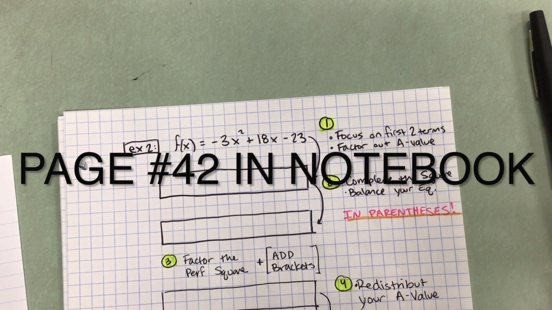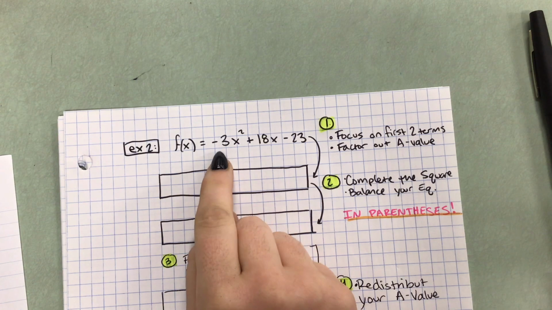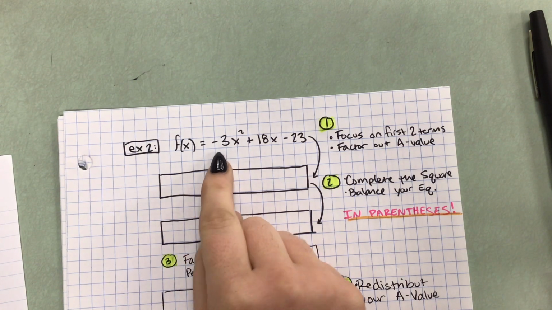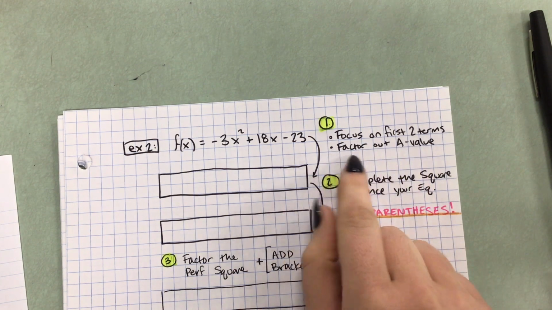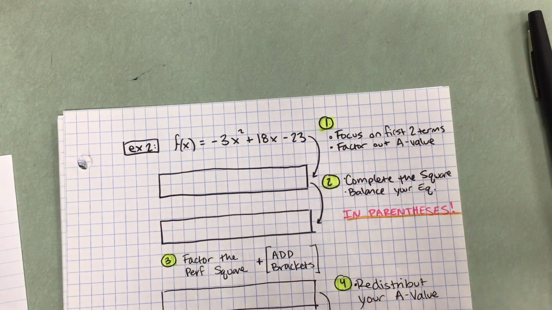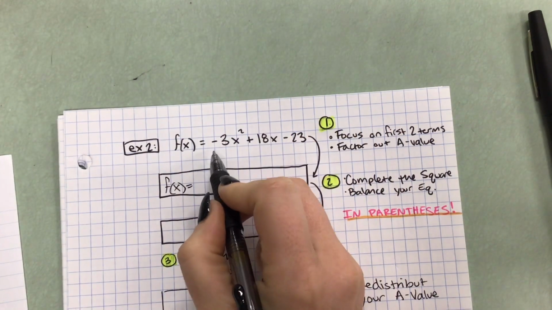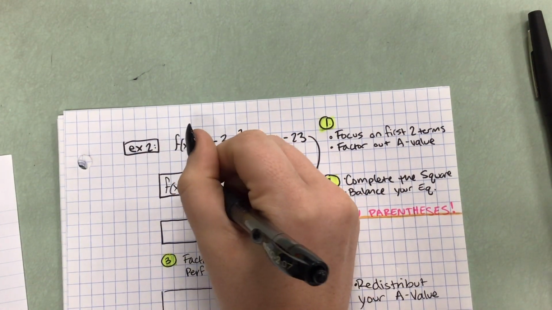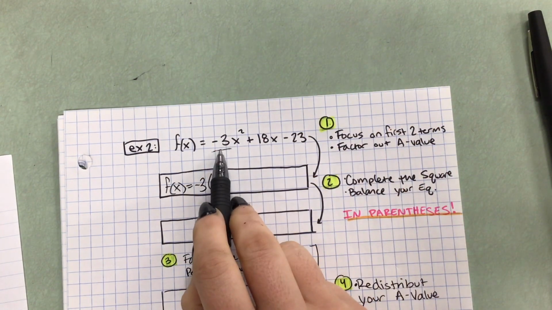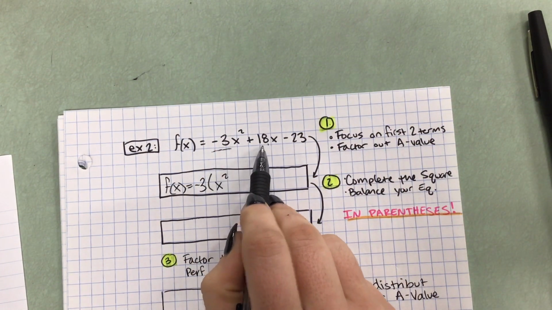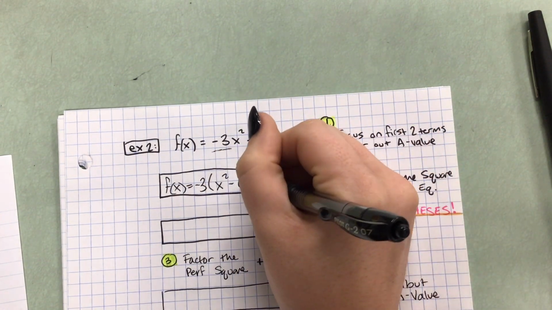Okay, let's do another example of completing the square when our a value is not 1. In this case, our a value was -3. We're going to follow the same steps as before. Step 1, focus on the first two terms, factor out the a value, no problem. So we're going to start with f of x equals, we're going to pull out this -3, leaving behind x squared. If I pull a -3 out of 18, that's going to give me a -6 and then bring down our x.